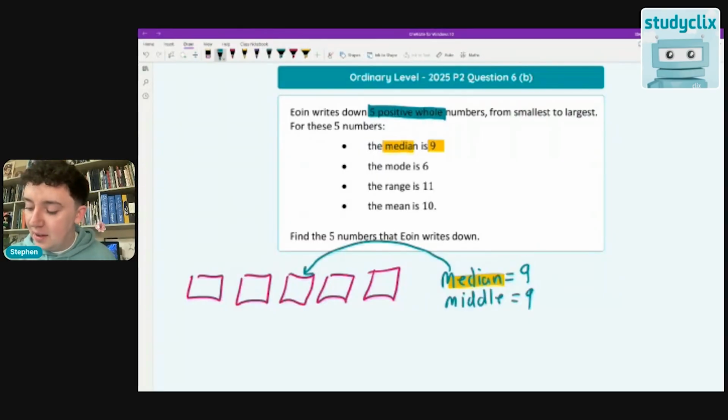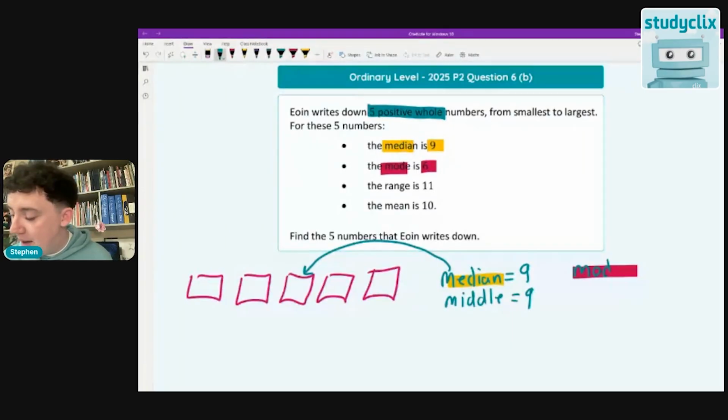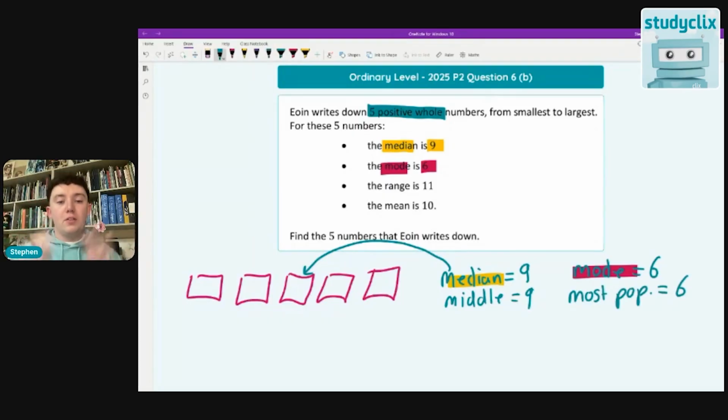I'd be standing and saying, right, next up, mode is 6. Take the information out. Mode equals 6. And I'd be saying, what does that mean? Can I show the examiner I understand what mode means? Mode is the most frequent or the most popular. And I know that I need a popular number here to be 6. I need multiple 6s.